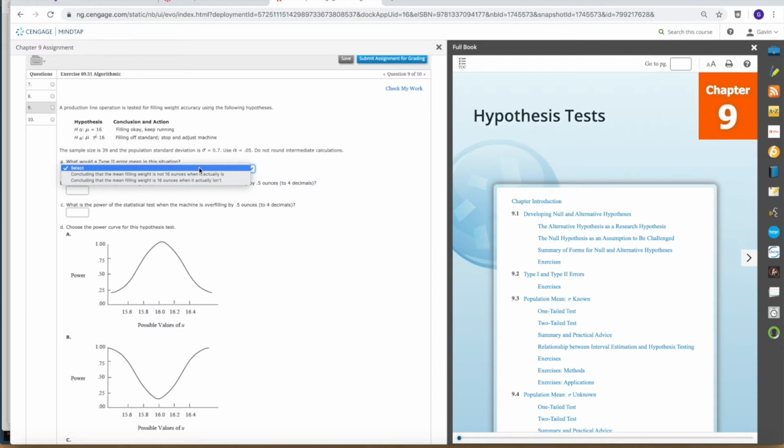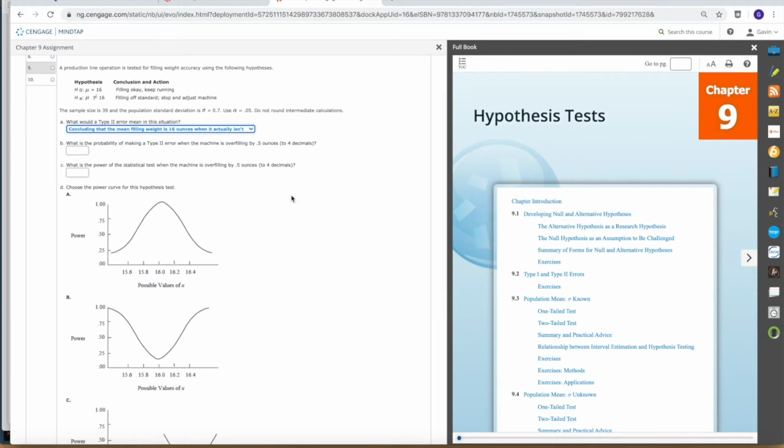So a type 2 error occurs when we accept a null hypothesis that is not true. So concluding that the mean filling weight is not 16 ounces when it actually is, that's actually a type 1 error. But the second one says concluding that the mean filling weight is 16 ounces when it actually is not. That would be a type 2 error, so that's the one we want there.